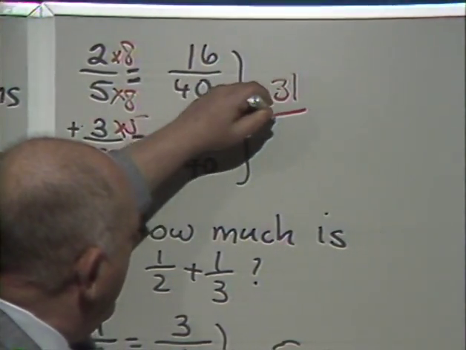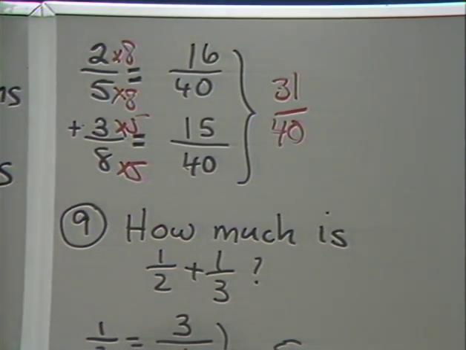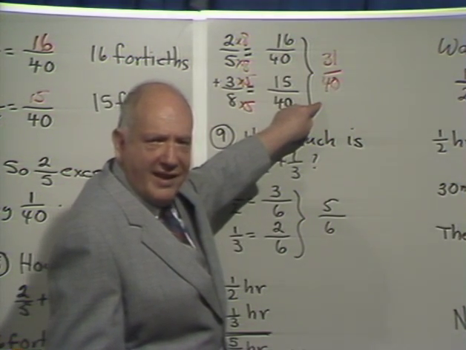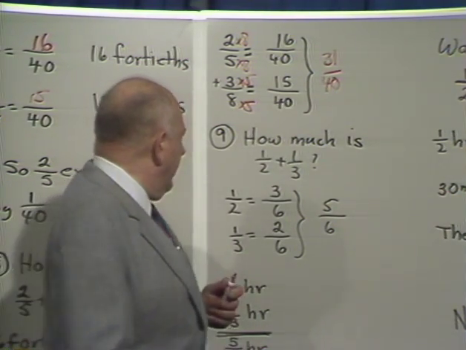31. And what's the denomination? 40. But that becomes, see, 40th becomes a 40 in the denominator. See, this is read as what? 31/40. You start to get the idea this way? Let's do another one just to make sure you get the idea.